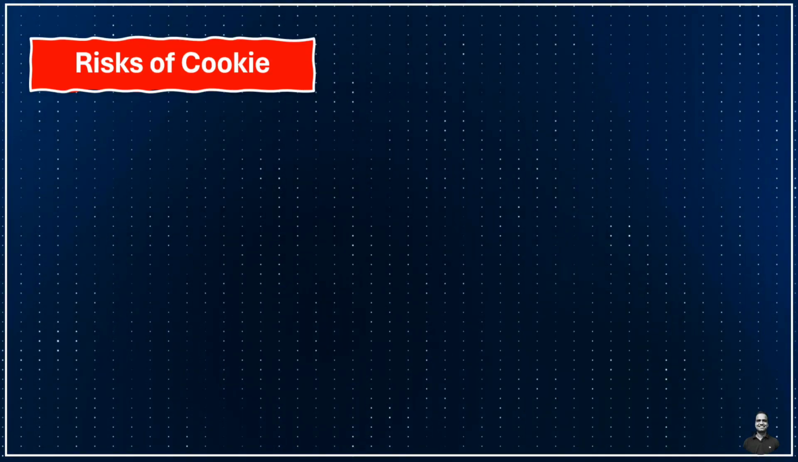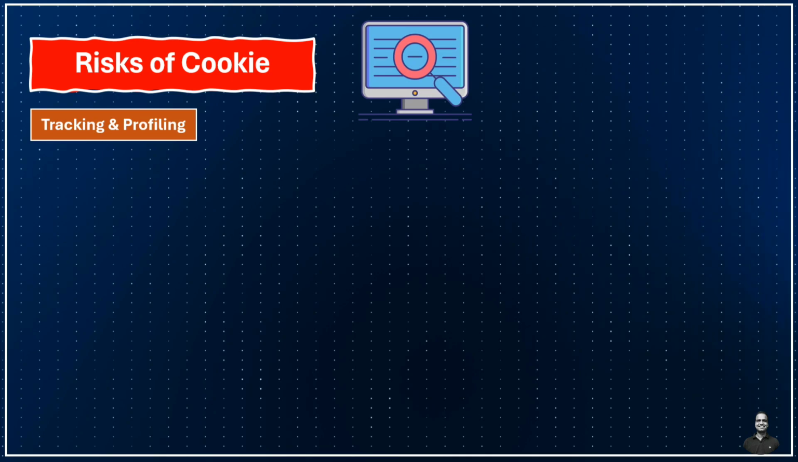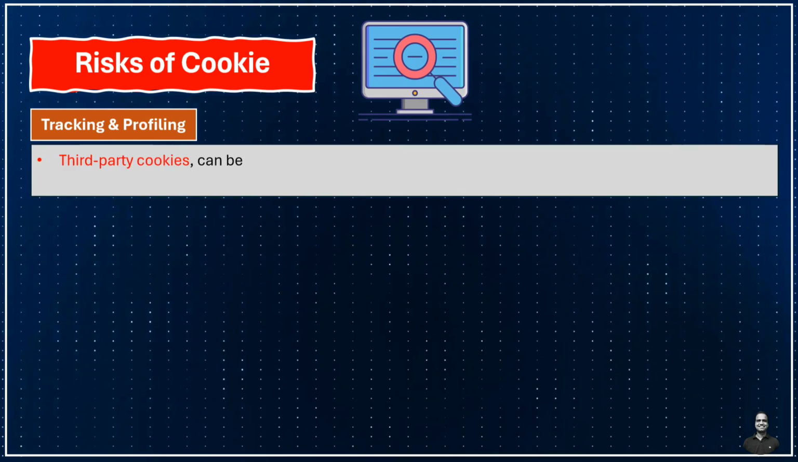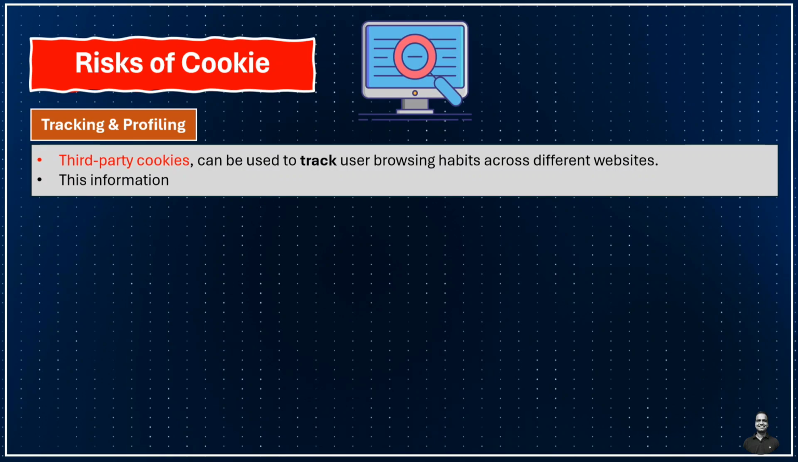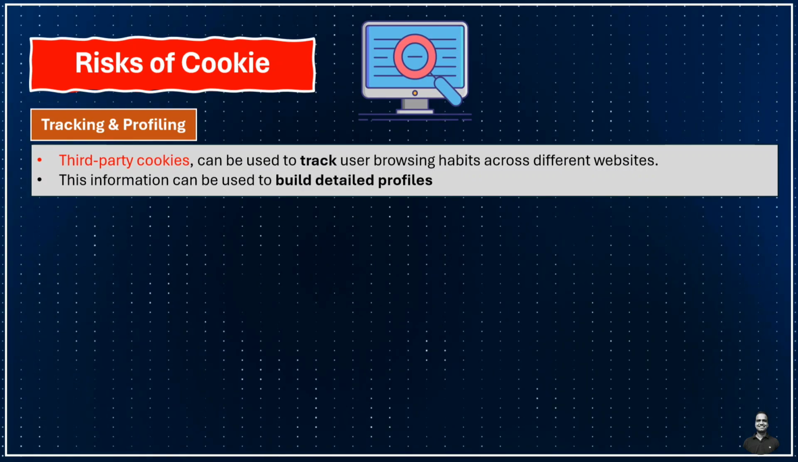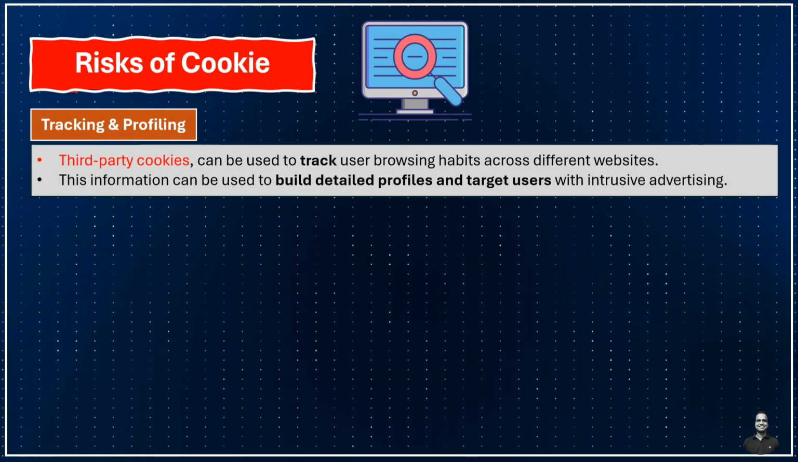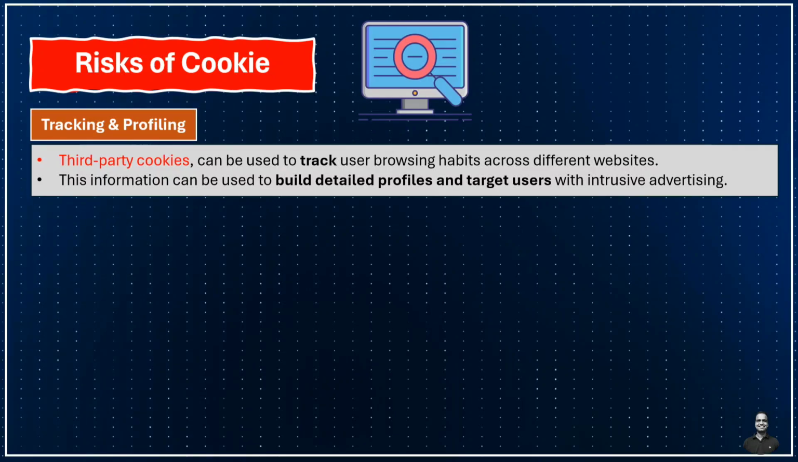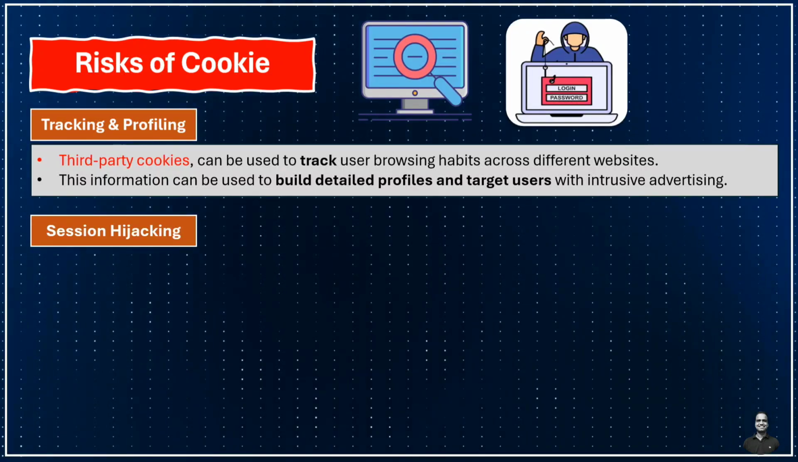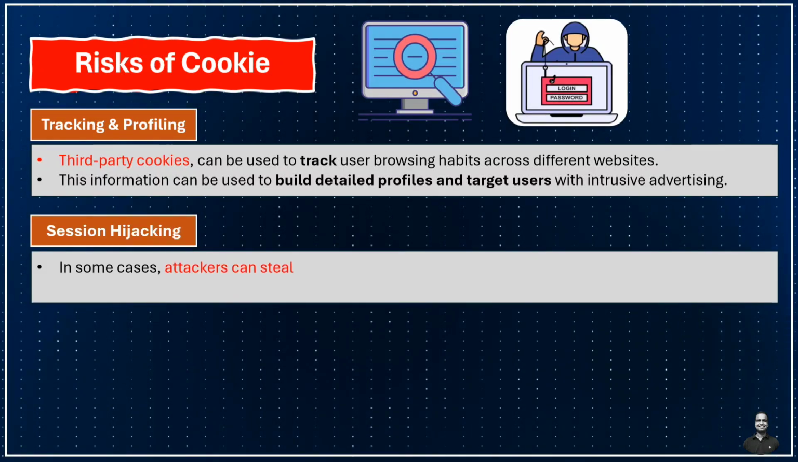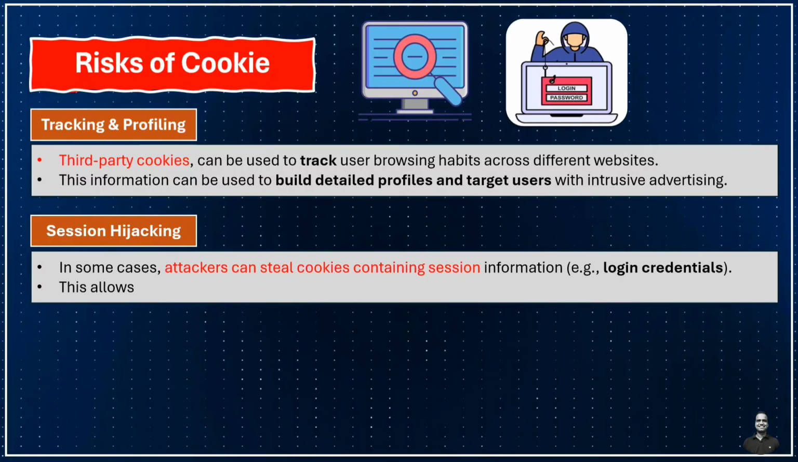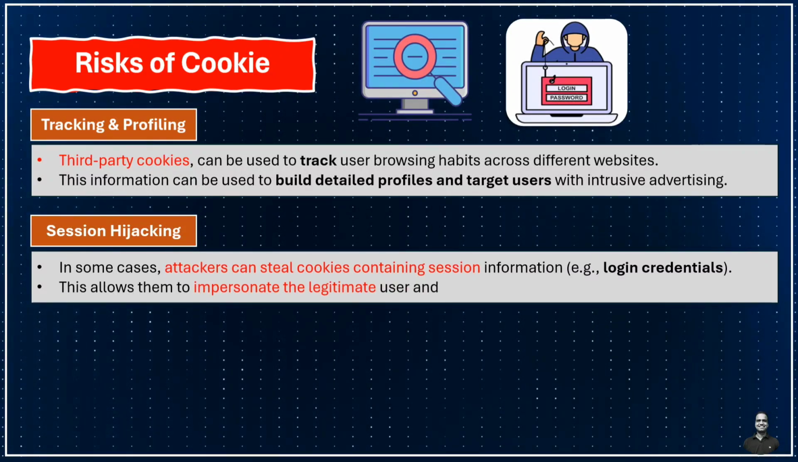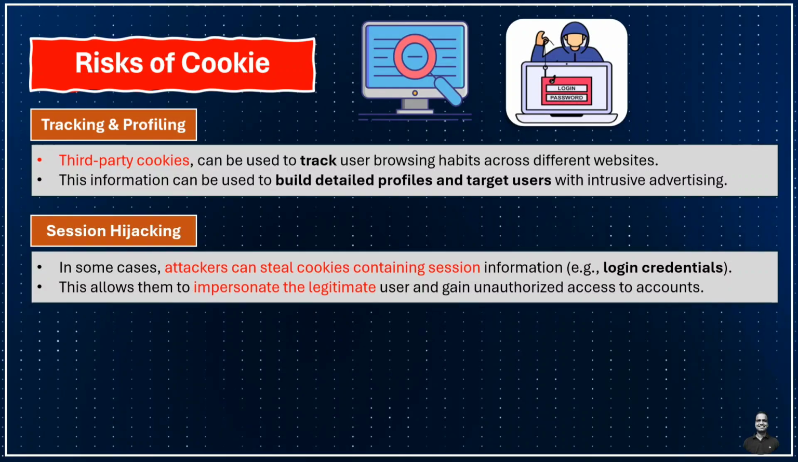Risks of cookies include tracking and profiling. Third-party cookies can be used to track your browsing habits across different websites. This information can be used to build detailed profiles and target users with intrusive advertising. Session hijacking. In some cases, attackers can steal cookies containing session information like login credentials. This allows them to impersonate the legitimate user and gain unauthorized access to accounts.